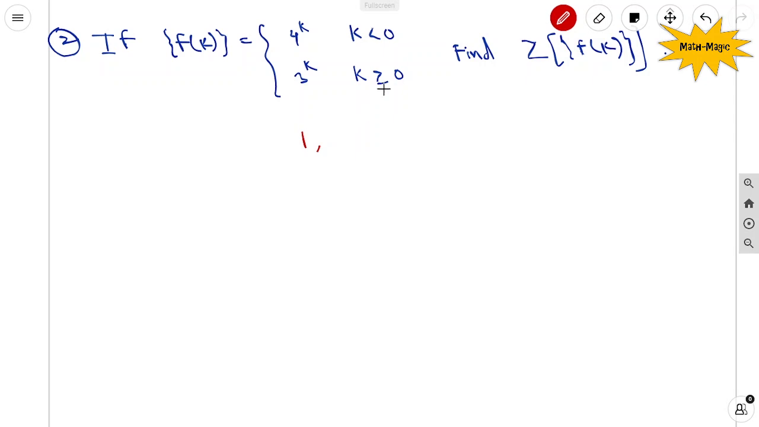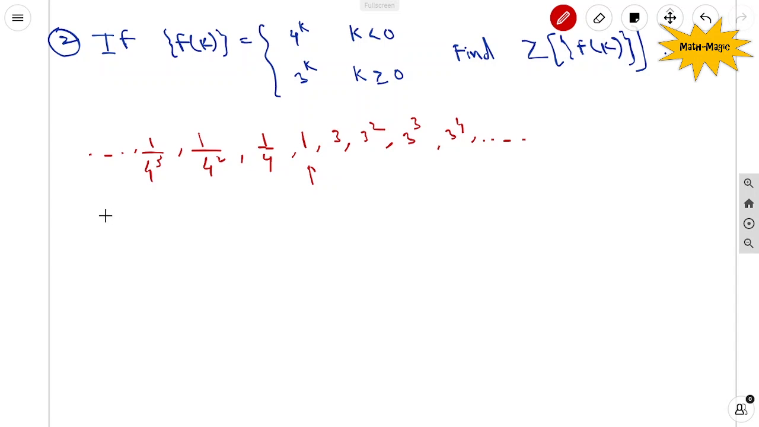So then k equals to 1 again, so here we have 3. Then k equals to 2, so it becomes 3 square. Then it's a 3 cube. Then it's a 3 raised to 4 and so on. And then for negative integers, for k equals to minus 1 it is going to be 4 raised to minus 1, so it's going to be 1 by 4, comma. Then minus 2, so it's going to be 1 upon 4 square, comma. Then 1 upon 4 cube, comma, and so on. Okay, so here this is our 0th position element.